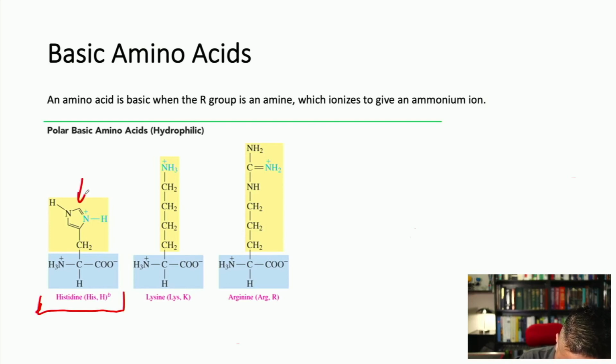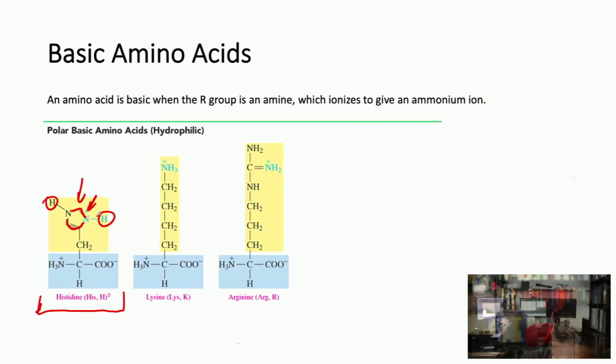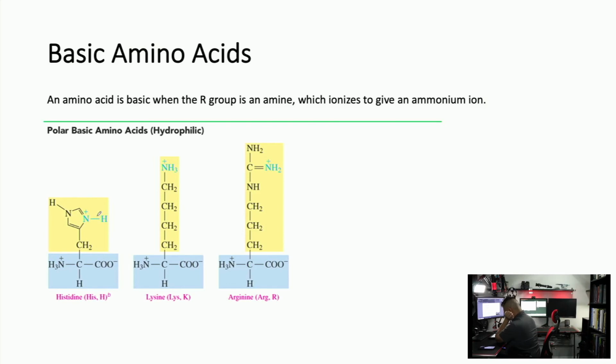And histidine is a nitrogen-based 5-member ring on a CH2, with the positive charge on that nitrogen and 2 hydrogens. That's histidine. Let me clear that real quick because I got a little messy. There we go. Positive charge on that nitrogen. Okay. So what does that actually mean then?